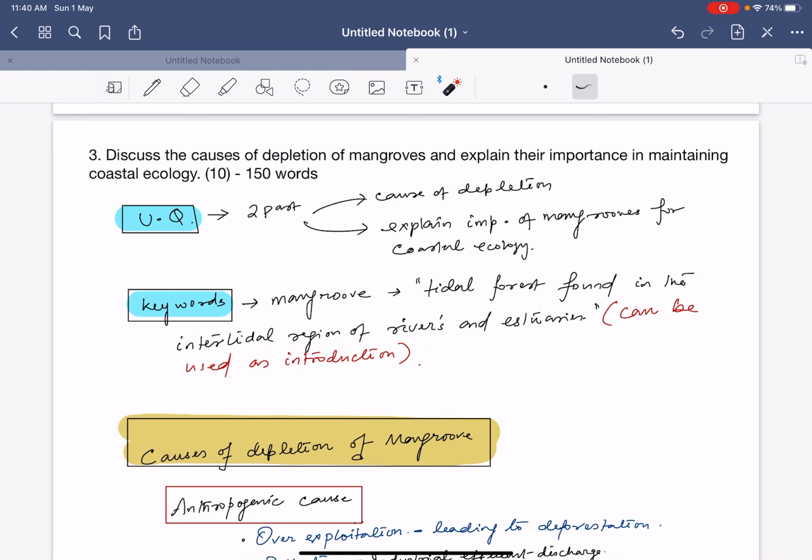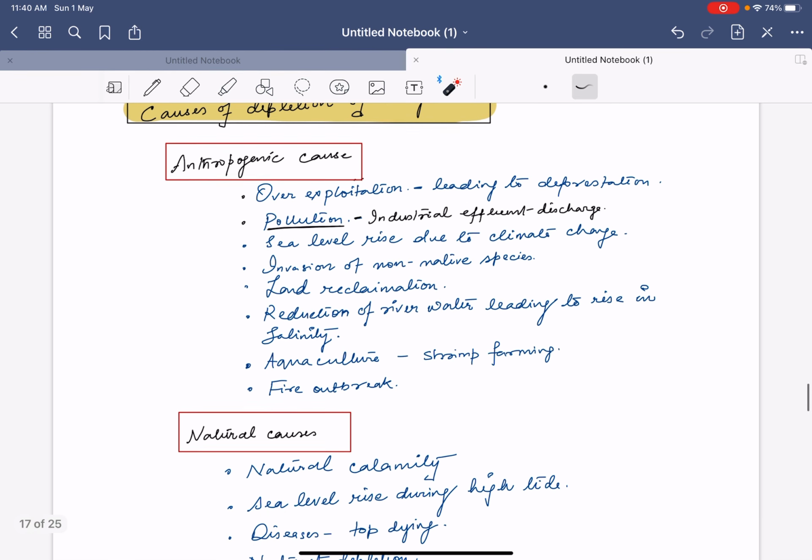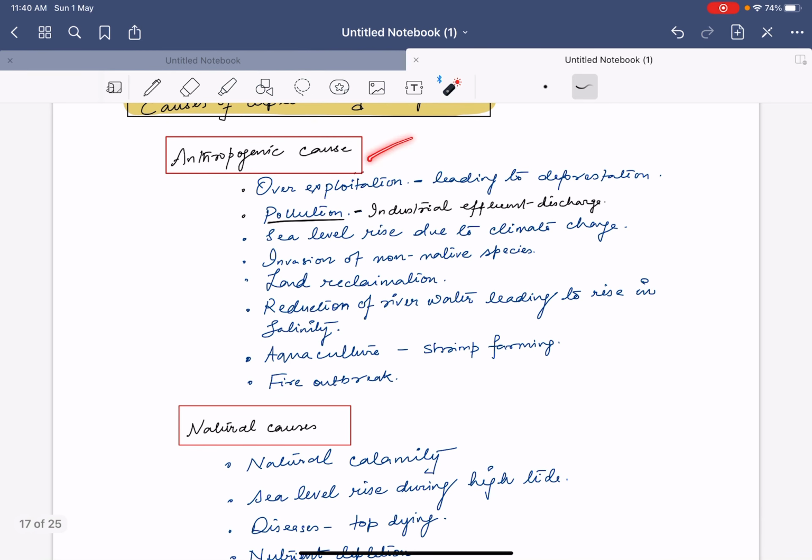Now, what are the causes of depletion of the mangroves? First cause is your anthropogenic, and next is your natural cause. What is anthropogenic cause? Number one is overexploitation. Overexploitation leading to deforestation, that people who are living near the mangroves depend on the mangroves for food and fuel. And as a result of it, the mangroves have been depleted. Next, pollution. What is the pollution? Industrial effluent discharge. Next is the sea level rise due to climate change.